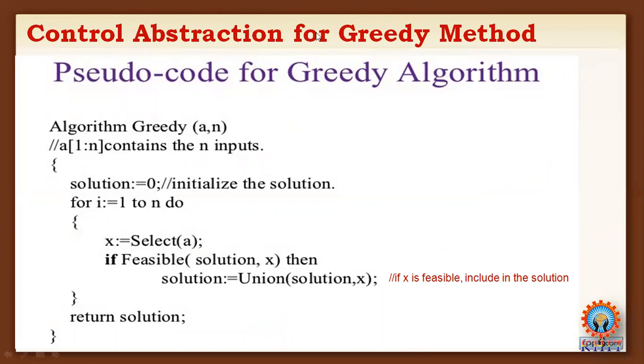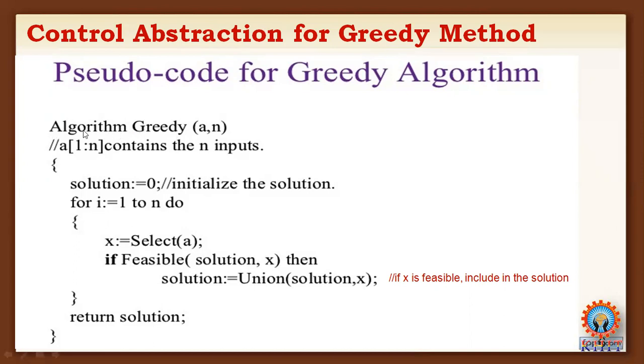Control abstraction for greedy method. Now we will see how to write a step-by-step procedure or algorithm to solve the greedy method in this session. Control abstraction for greedy method or pseudo code for greedy method both represent the common class. How to write a greedy method algorithm, we will see in this example.